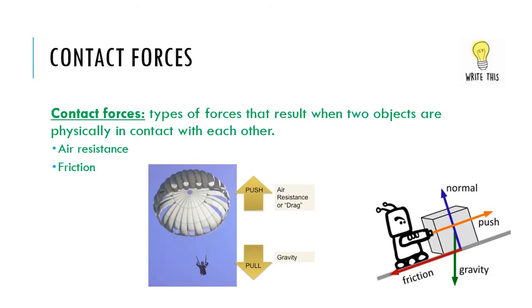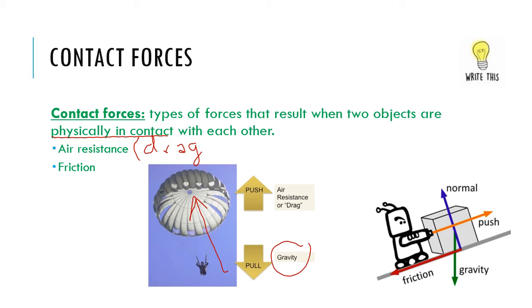Okay, so now if we think about contact forces, again, these are physically in contact. They are touching each other. So we have something like air resistance. This is also called drag, right? Air is actually physically, even though we can't see it, that air is physically touching the parachute, is moving up and pushing against gravity, right? So it's moving in the opposite direction.